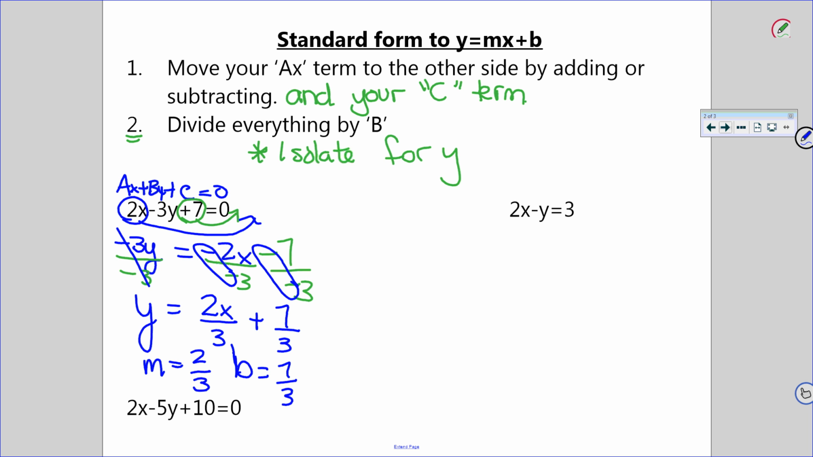Okay, the next example we're going to do, it has 2x minus y equals 3. I'm going to show you two ways to do this problem. And again, whichever way you decide to do, you can do it. But I'd like you to write down both.